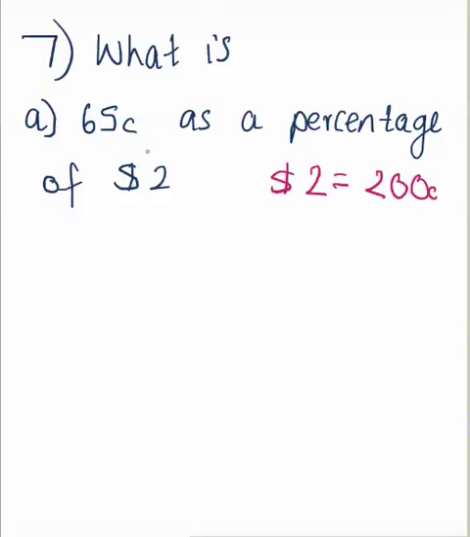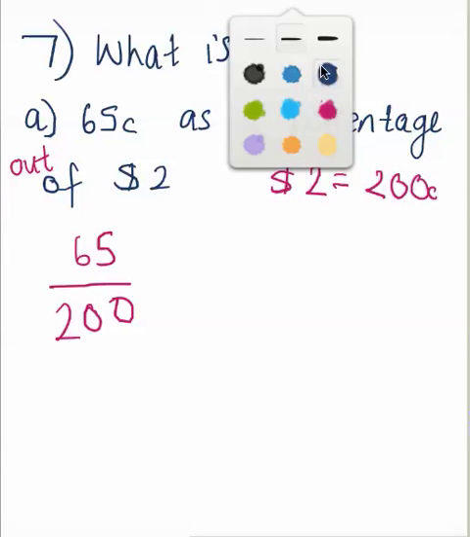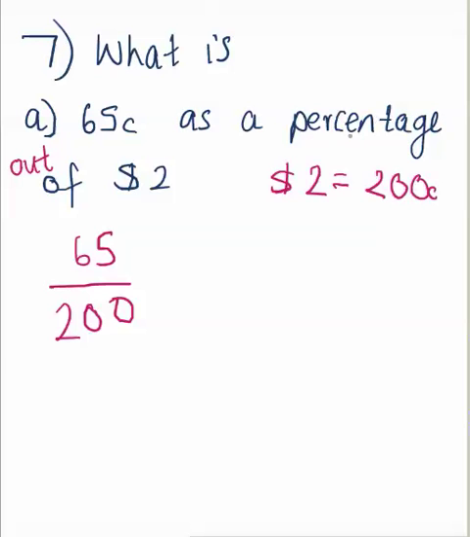Now, to set this up, you have to read the question carefully. 65 cents as a percentage of $2. If I add in the words out of, that's what the question is asking: 65 cents as a percentage out of $2. Out of means the vinculum, so I have to have my fraction. 65 cents out of $2, but instead of $2, I'll put my 200 cents. Okay, and I've got my fraction. And now to turn this fraction into a percentage, because the question is asking what is it as a percentage, we simply times it by 100 and add the percentage symbol, or 100 over 1.